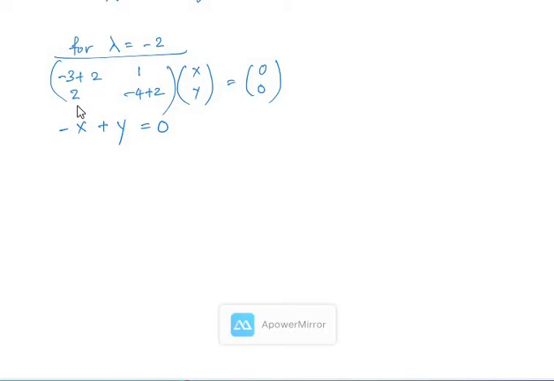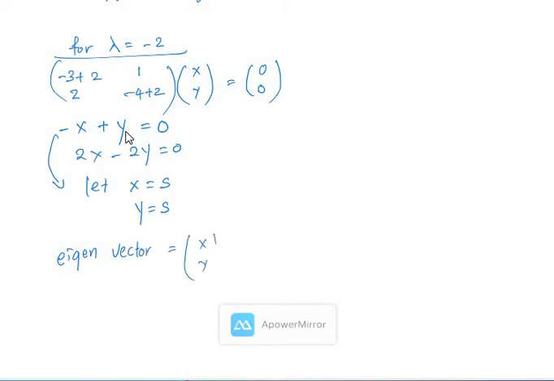And then similarly the second row, 2x minus 2y, negative, okay, this one -2 times y. So you assume that x is equal to s, so from here, you get y equal to s. Okay, this one is from here. So your eigenvector is x and y, so you get 1 and 1 times s.